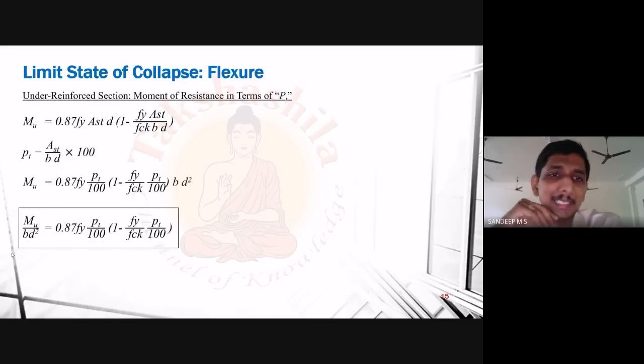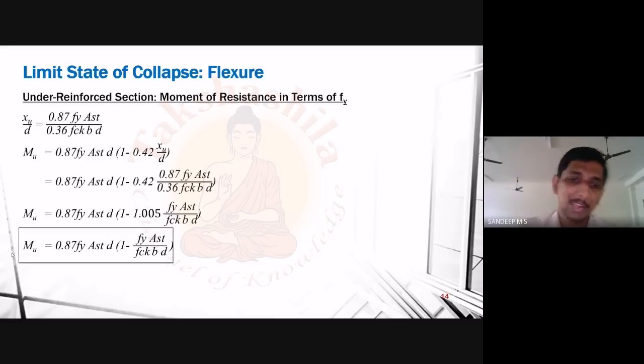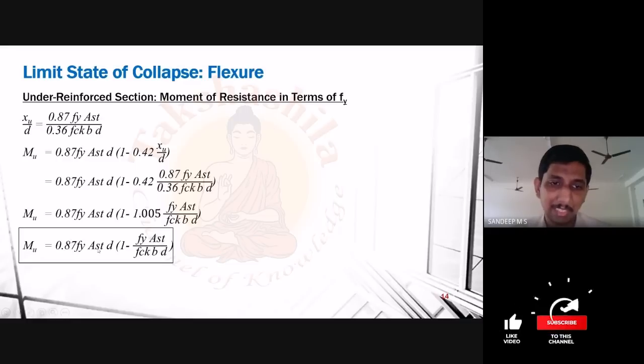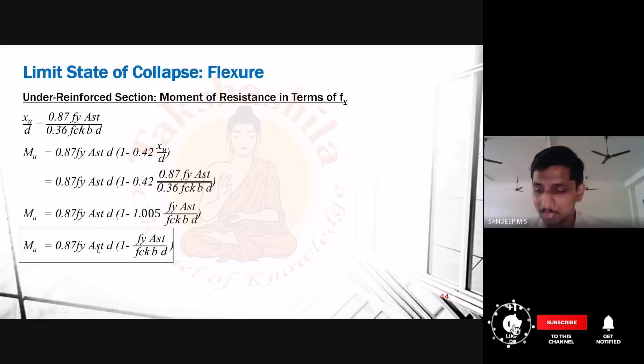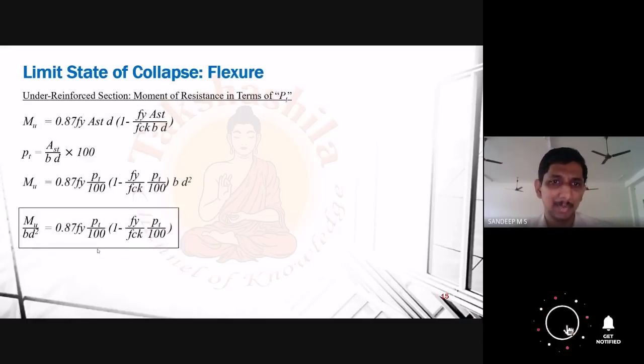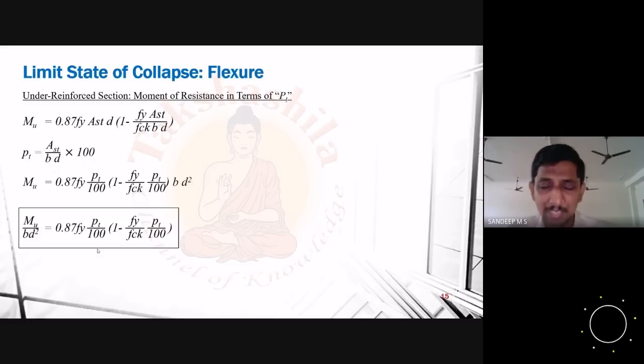Now, what I am doing is tools in the module on analysis and design, tools in the sense relations. First of all, I have seen that suppose I know the value of AST which is provided in this section, how can I calculate moment of resistance? For that only I have just derived this expression. Suppose the second case is where I am not interested in directly specifying the AST, that is the amount of steel, but I am talking in terms of percentage of steel provided.